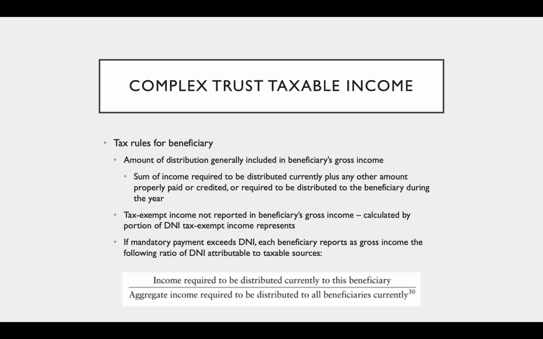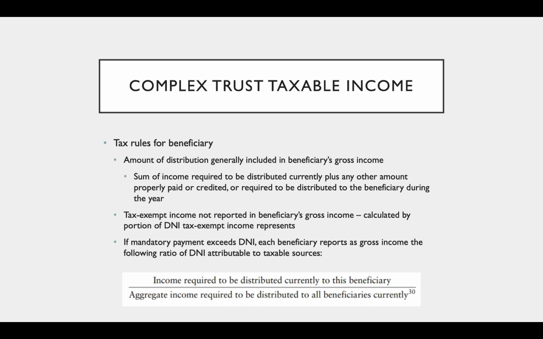Tax-exempt income, of course, is not reported in the beneficiary's gross income, and it's calculated by taking the portion of the distributable net income that is tax-exempt. So we look at all the distributable net income and we see what portion the tax-exempt income composes. Maybe it's 10% of DNI, and so a beneficiary will exclude 10% of the income they received as tax-exempt income.